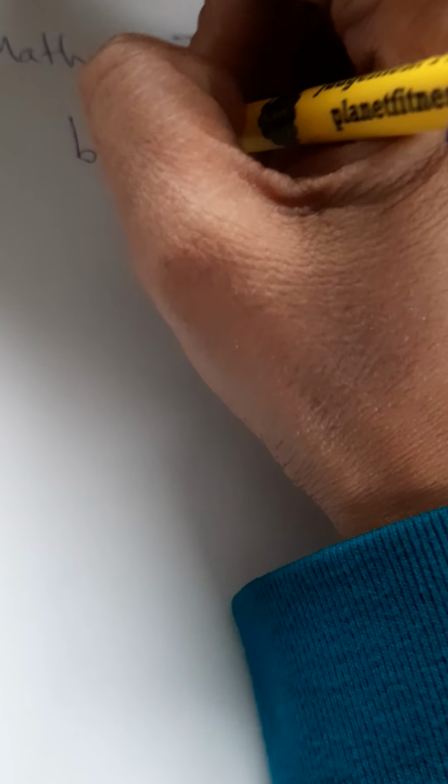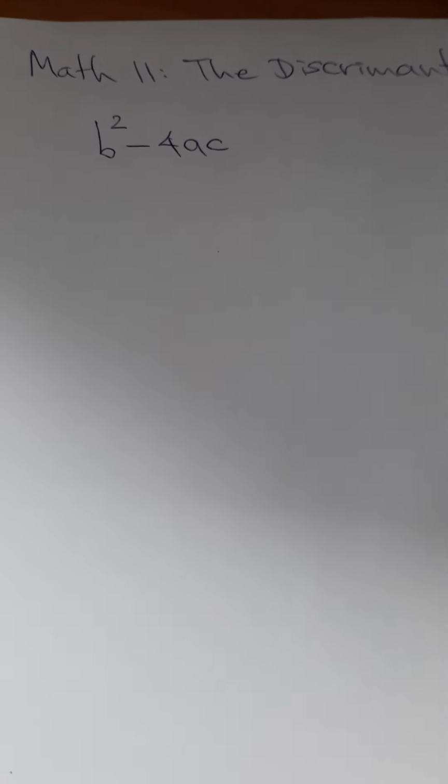And I wrote down the discriminant. So the discriminant is basically this expression. It's b squared minus 4ac, okay? The value of this expression is going to be used to determine the number of solutions of a quadratic equation.